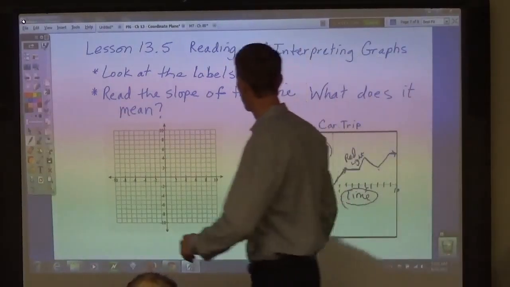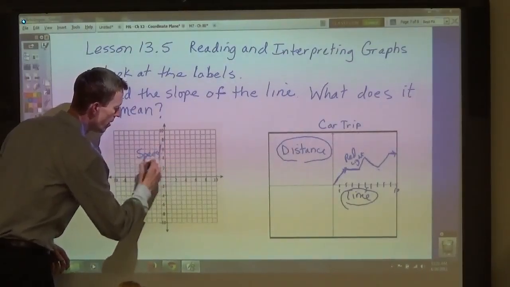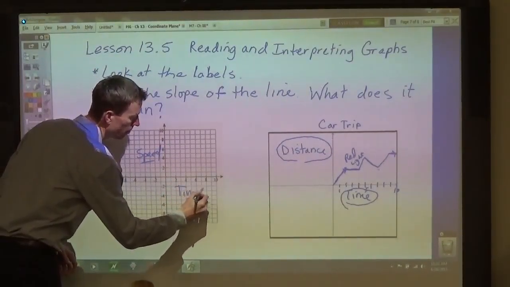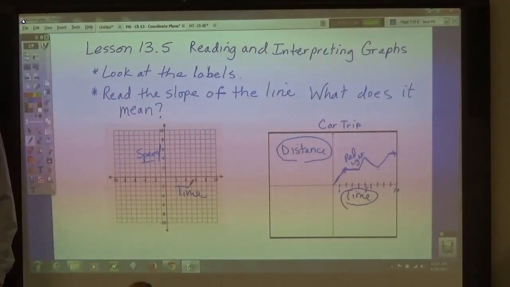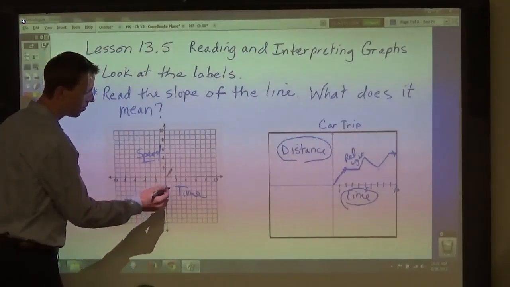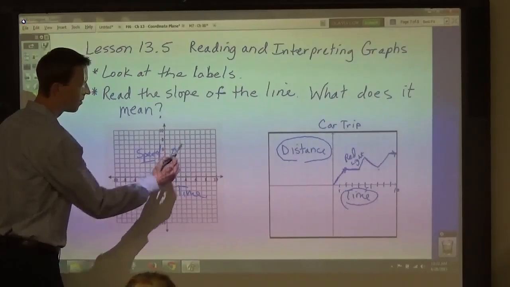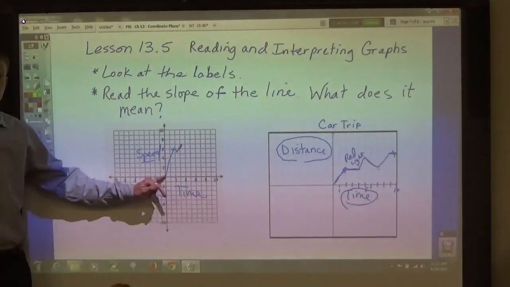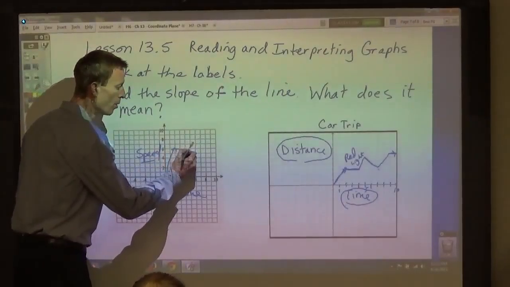What if this had to do with speed and time? Okay, what if it was speed and time? Starting at 0, a very steep line would represent what? Faster. Accelerating faster, right? And then a flat line would represent what?